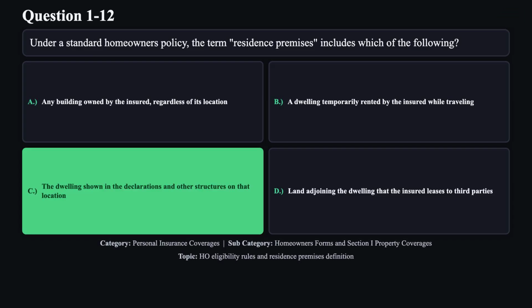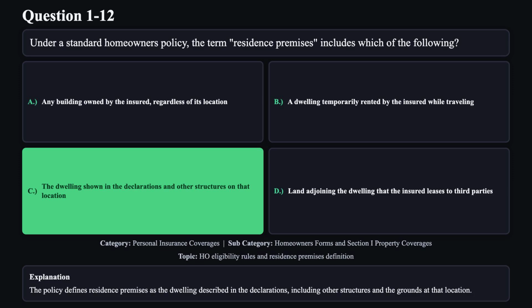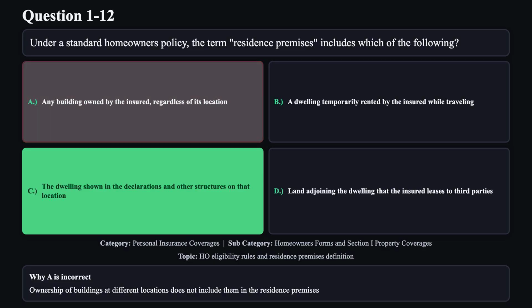The correct answer is C. The policy defines residence premises as the dwelling described in the declarations, including other structures and the grounds at that location. Reason A is not correct. Ownership of buildings at different locations does not include them in the residence premises.